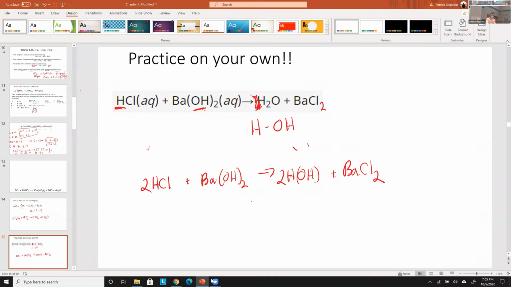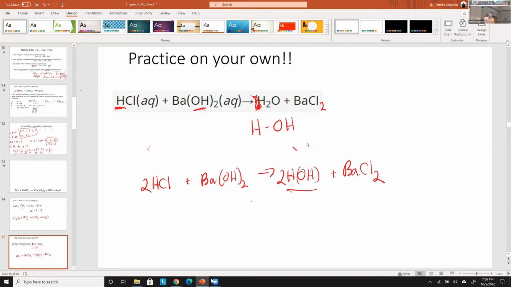So let's go on to barium. Barium is 1, barium is 1. OH is 2, OH is 2, 2 OH. Done. So if you split it into water, it becomes insanely easy. It becomes one of the quick ones. If you split up water into HOH for an acid-base reaction.